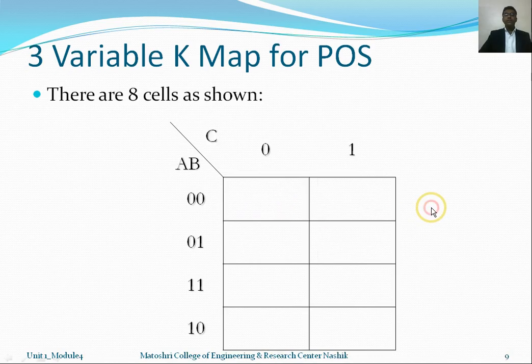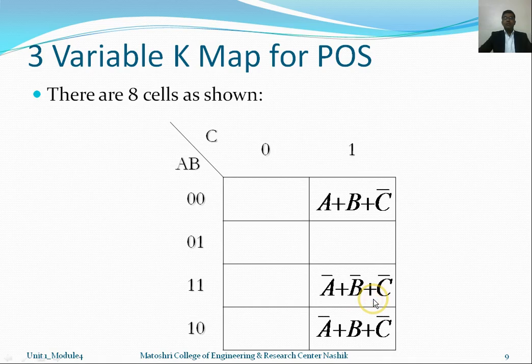Similarly for the three variable K-maps, we have to find the variable values from the row and columns, and accordingly give the complement or the uncomplemented form of those variables. So for this particular location, the AB value is 1 1 from the row side, and from the column side the C value is again 1. So that's why A bar is ORed with B bar is ORed with C bar. So this is the location for these particular variables in a 3 variable K-map.